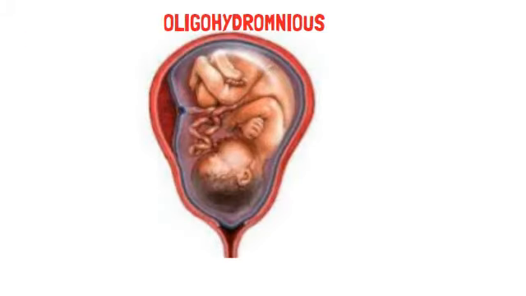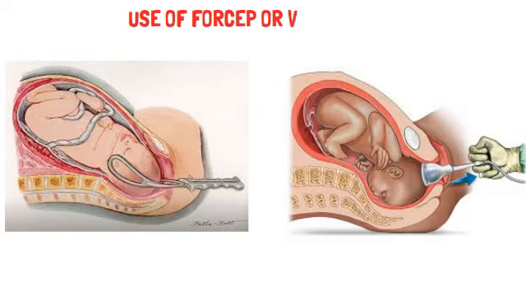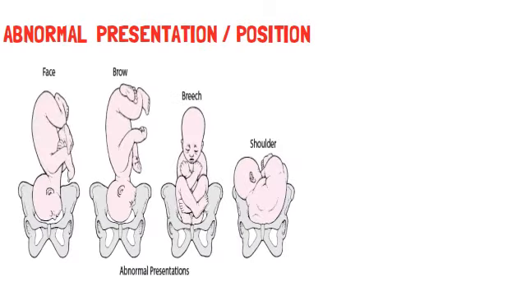Oligohydramnios refers to a condition in which there is a decrease in amniotic fluid. Use of forceps or vacuum during delivery. Malpresentation or malposition. It occurs when the baby is in an unusual position as the birth approaches. You can see the normal position of the child during birth time in the given picture.